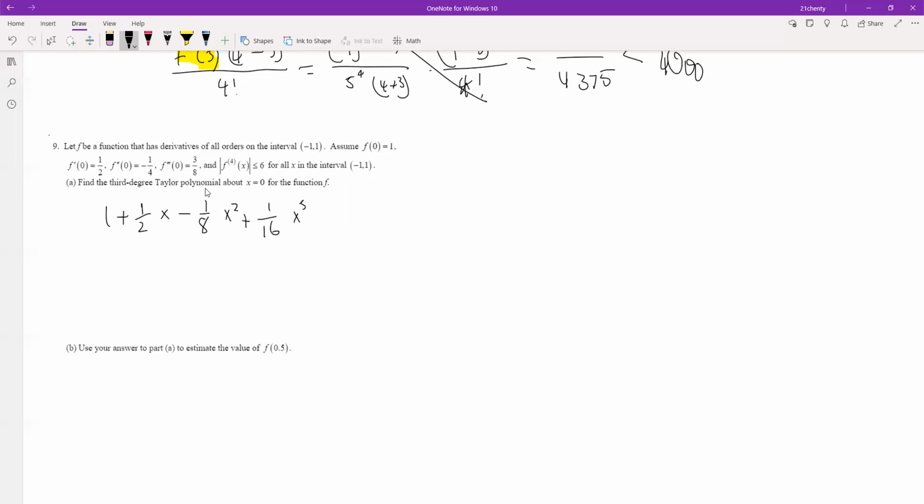Now we're estimating the value of f of 0.5. So pretty easy, just plug in 0.5. And then if we calculate that out, we end up with 1.227 approximately.